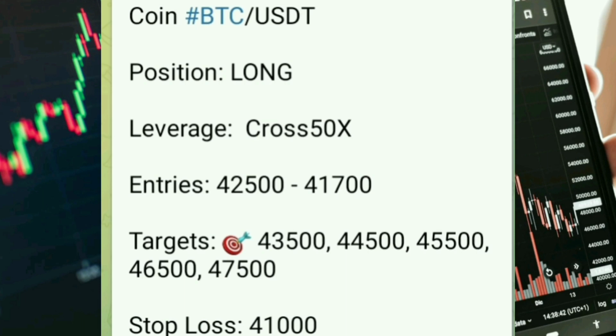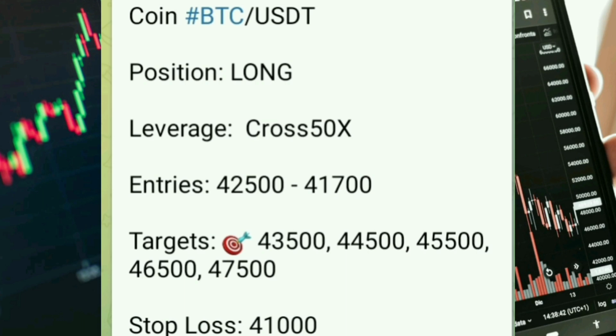Now entries. These entries here simply mean that you should enter this trade when the price is between 42,500 and 41,700. Now the targets. This target here means when you should take profits. You should take profit when the price is 43,500. Remember the entry is 42,500 to 41,700.